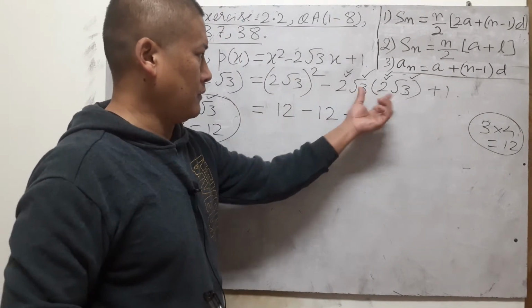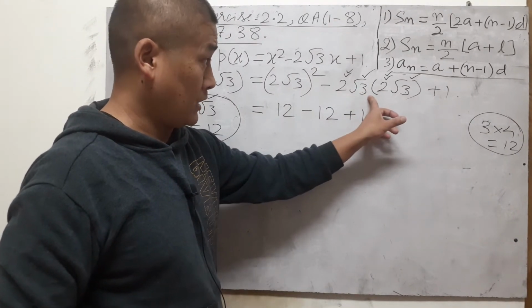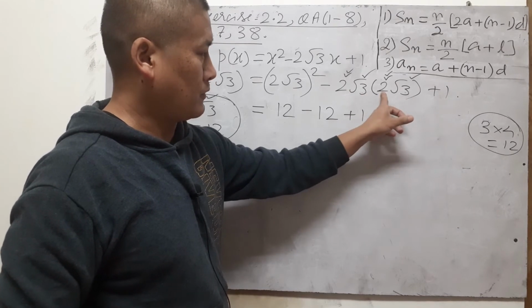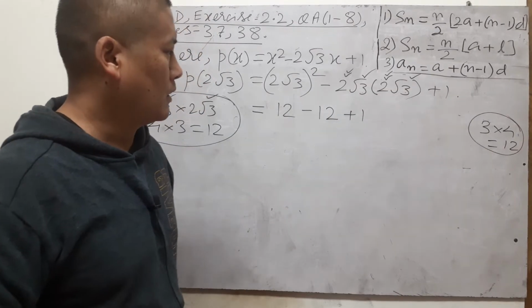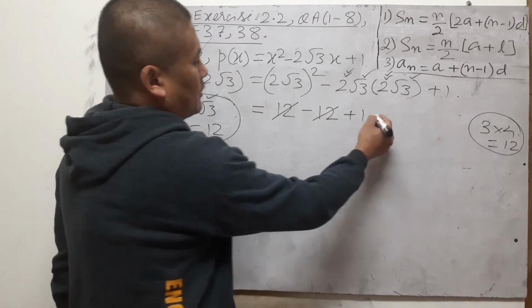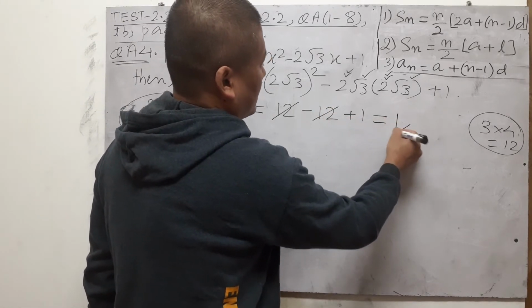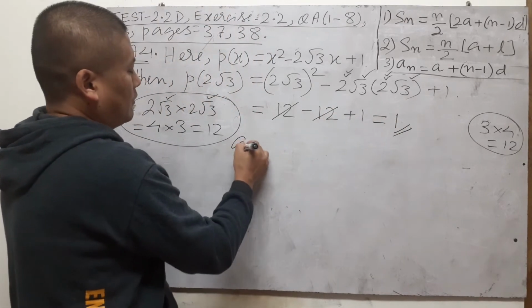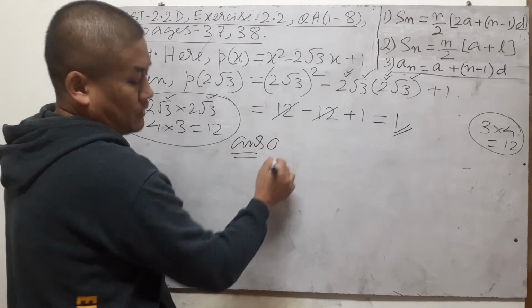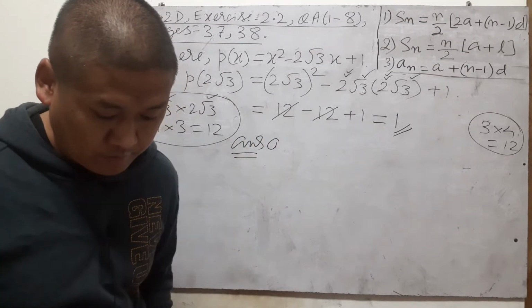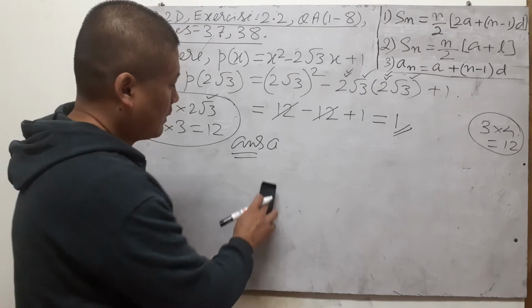This is minus 12. 2 2s are 4, root 3 into root 3 is 3, so 4 3s are 12. So plus 12 minus 12 will be equal to 0, and only plus 1 is left. So the value of p of 2 root 3 is 1, and the answer is B, I hope.